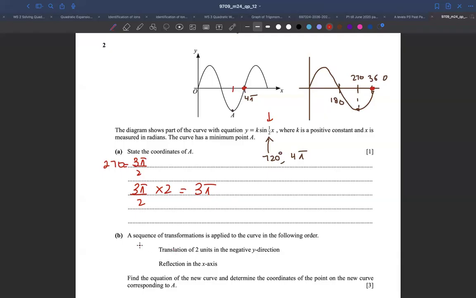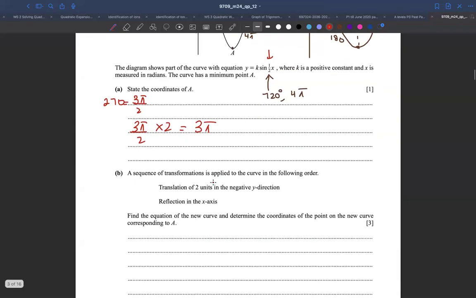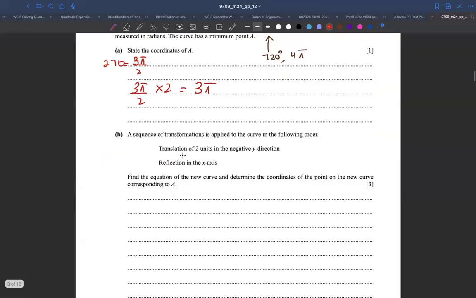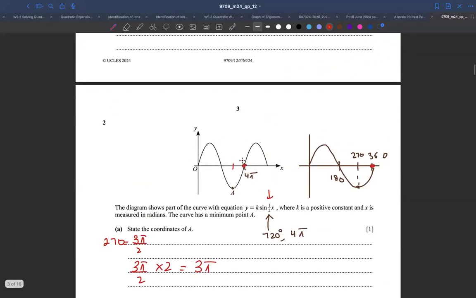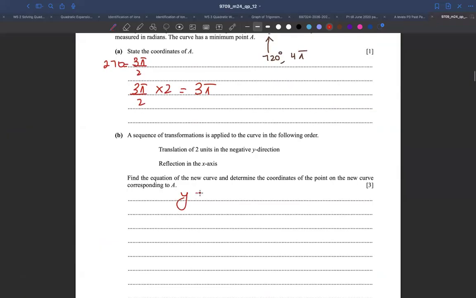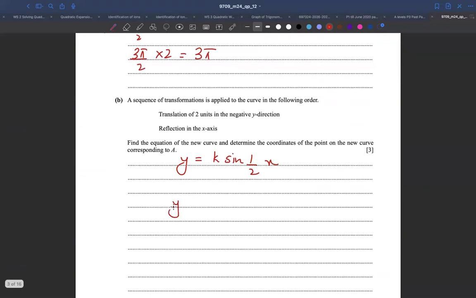In part B, it says a sequence of transformations is applied to the curve in the following order. Applied to the curve. What curve? This curve, which is y equals k sine half x. A translation of 2 units in the negative y direction, in the following order. So first I will do the translation and I will write a minus 2 over here. Reflection in the x-axis. When there is a reflection in the x-axis, I multiply the whole equation by a negative sign. So this will become minus k sine half x plus 2.